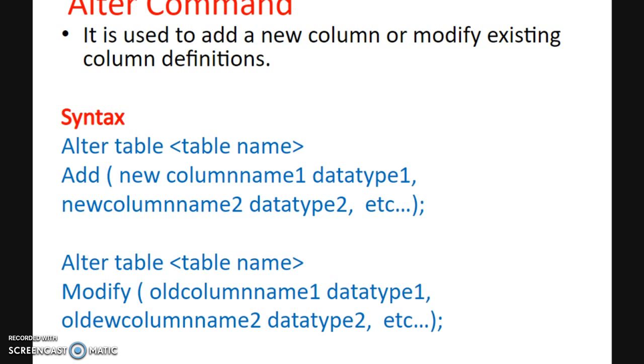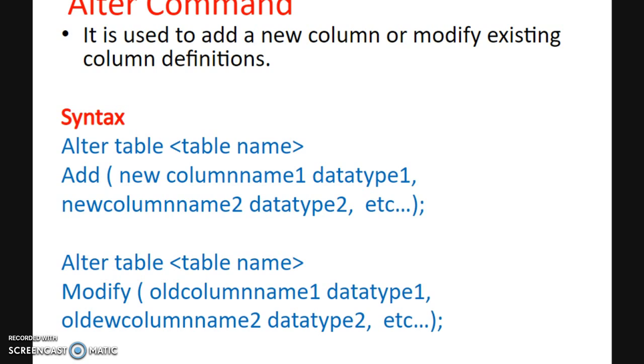Next one, alter command. It is used to add a new column or modify the existing column. For add there is a syntax and for modify there is also another syntax. For add: alter table, table name, add is a keyword. In bracket we need to give new column name 1 space data type 1 comma new column name 2 space data type 2 and so on.